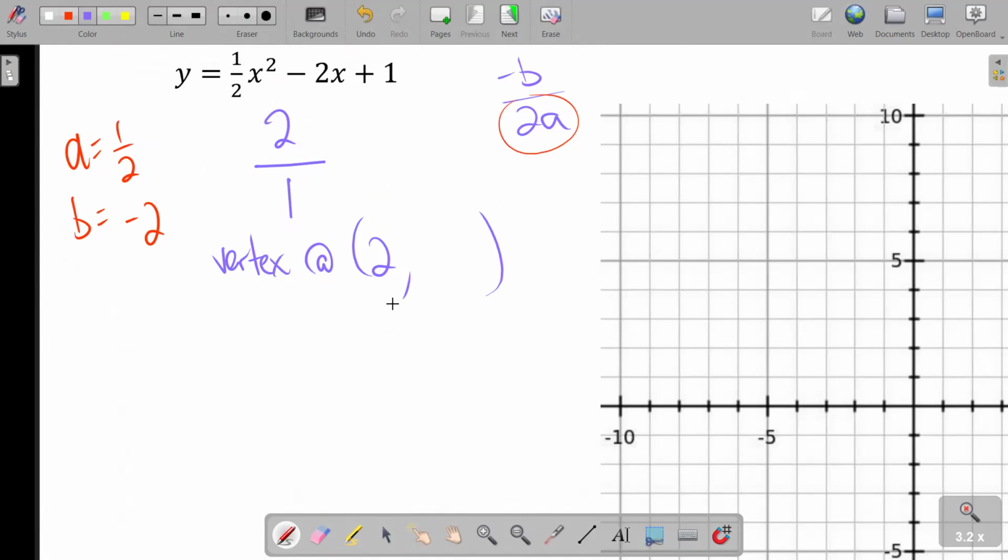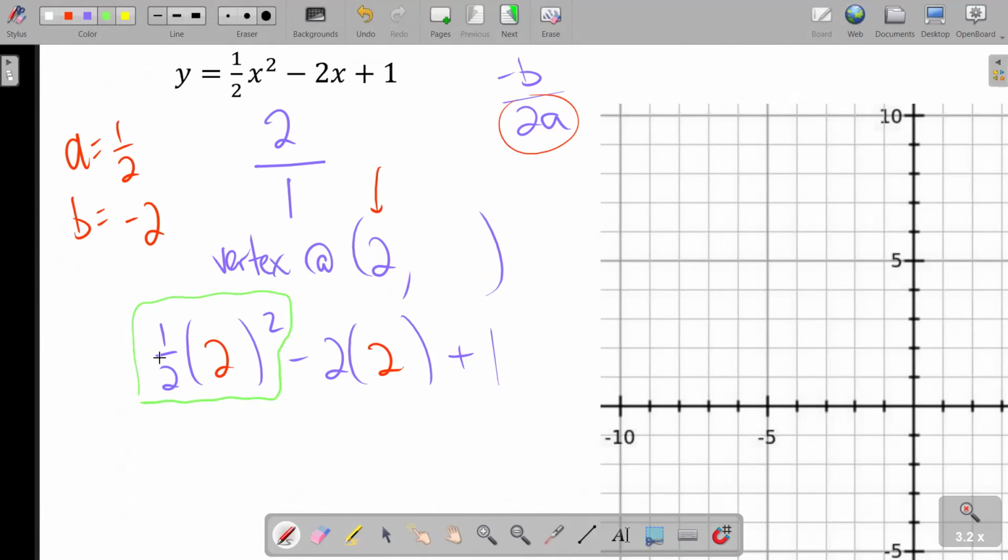And how do we find out what that is? Put it back in. So again, just take the business end of the equation and copy it down. 1/2 of parentheses squared minus 2 parentheses plus 1. And we're going to take the 2 and just pop it in. Boop, boop. What is the answer to the green box? It is. Love the good math.